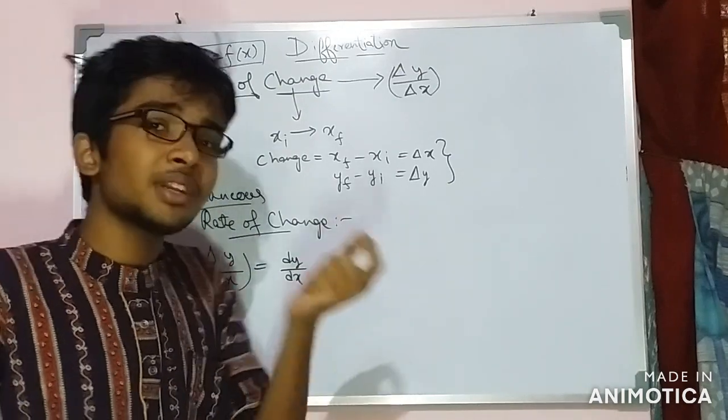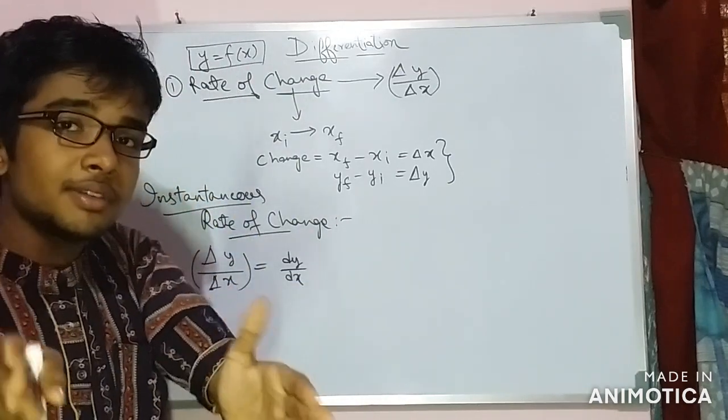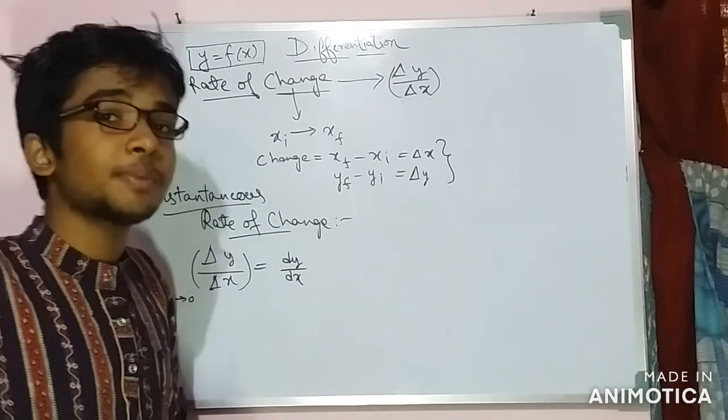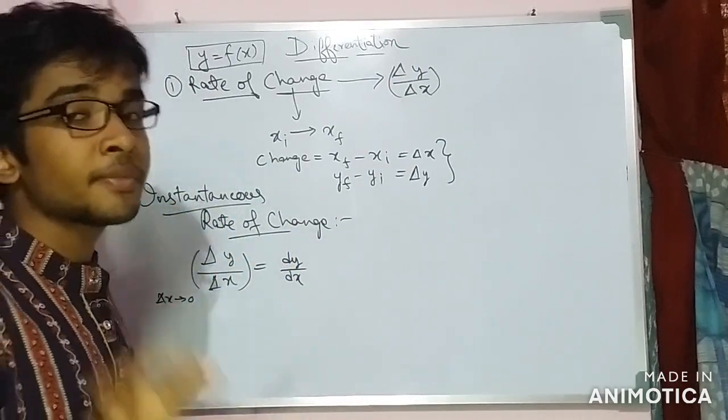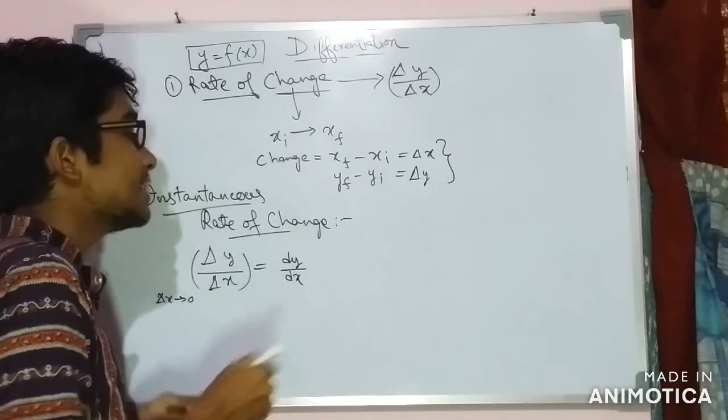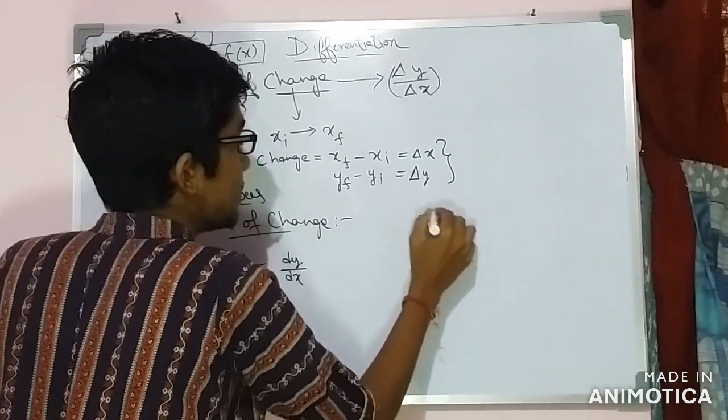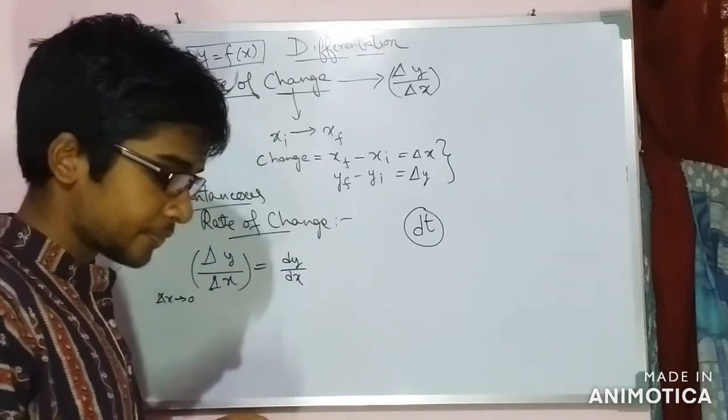But if someone asks you at an instant, time is 0, time interval is 0, then how can you find the speed? Actually, time interval is not 0. By instantaneous, we keep something hidden, and that hidden thing is dt in this problem.